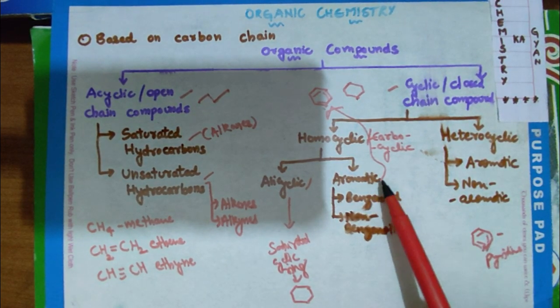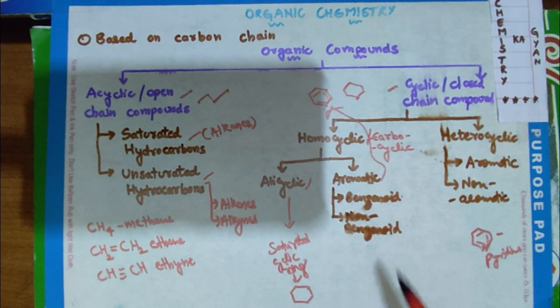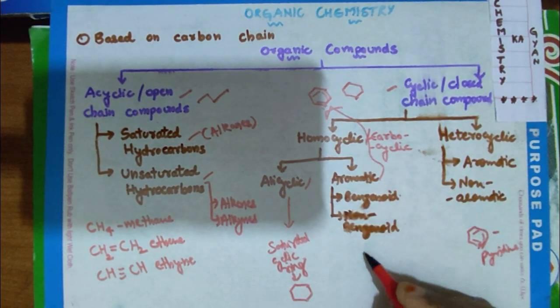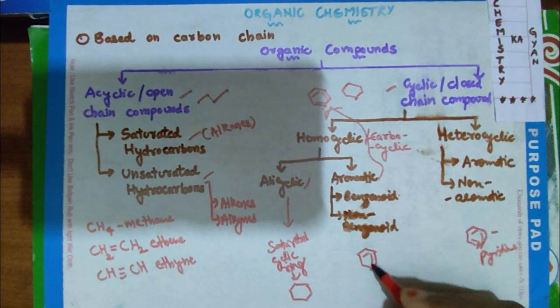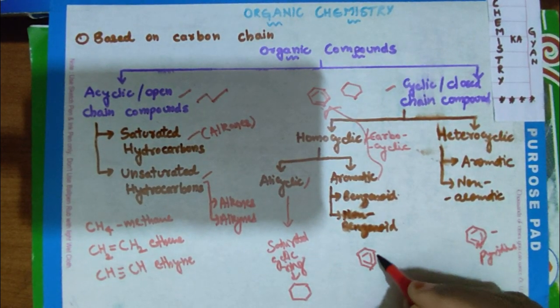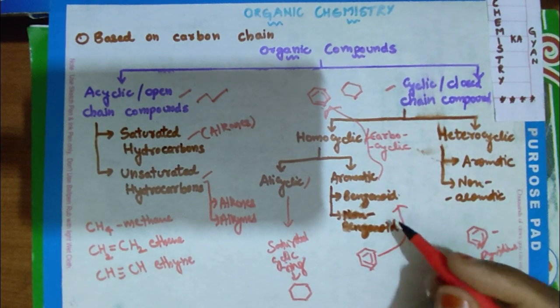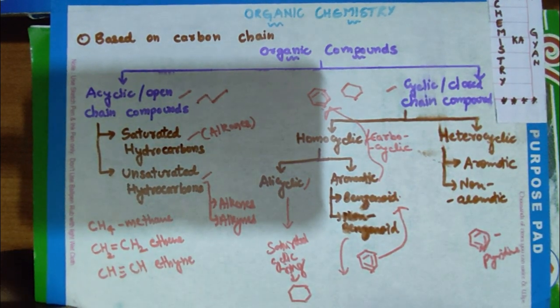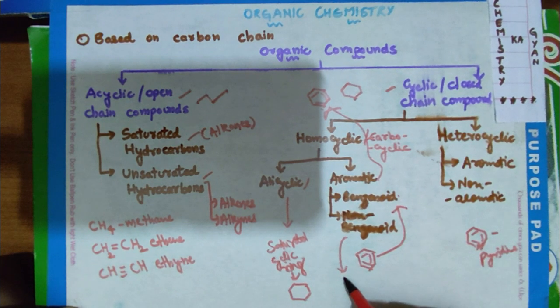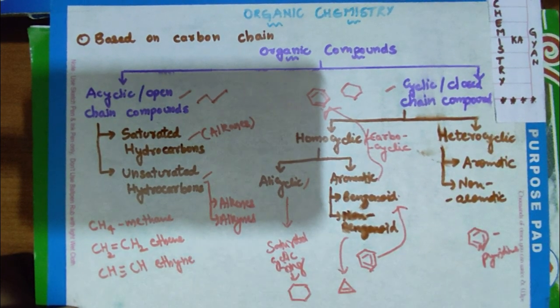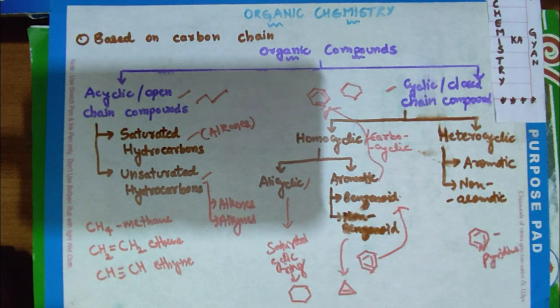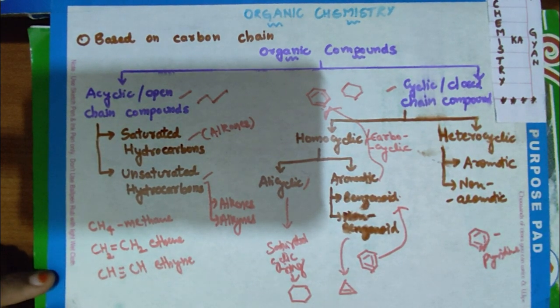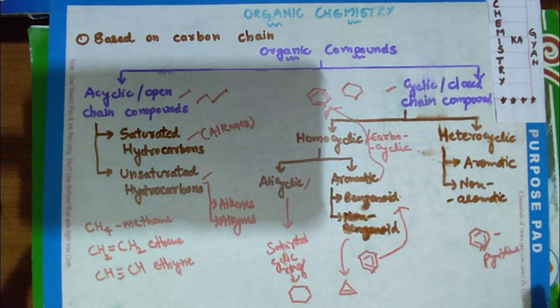So aromatic compounds are again divided into benzenoid and non-benzenoid. You know the benzene ring is a cyclohexane ring with 3 double bonds. So that is what the benzenoid compound means. A non-benzenoid compound is again aromatic. It could be a 4-membered ring or 5-membered ring or a 6-membered ring. A good example is the cyclopropene ring, which is non-benzenoid, but still it is aromatic because it is obeying 4n+2 by Huckel's rule, right?